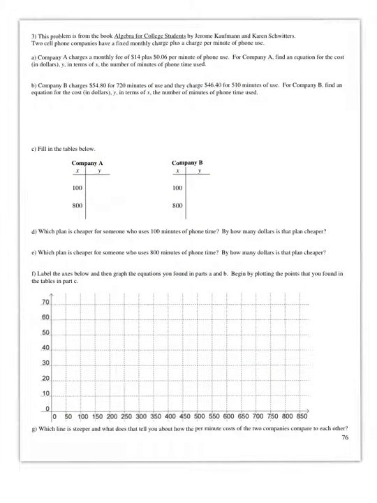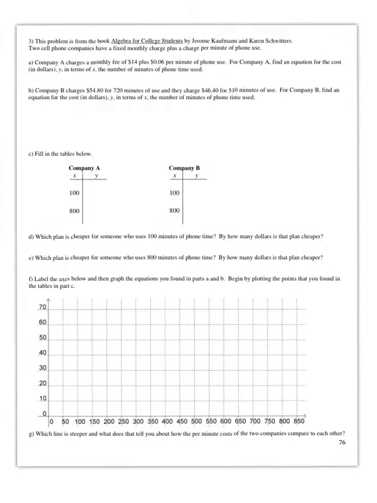This problem is from the book Algebra for College Students by Jerome Kaufman and Karen Schweitzer. Two cell phone companies have a fixed monthly charge plus a charge per minute for phone use. Company A charges a monthly fee of $14 plus 6 cents per minute for phone use. For Company A, find an equation.